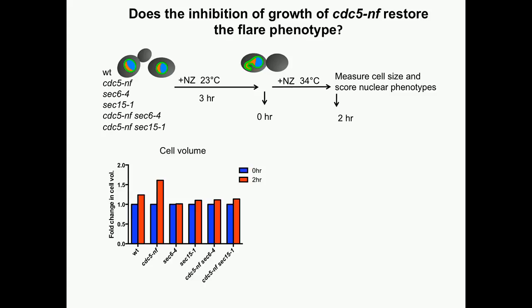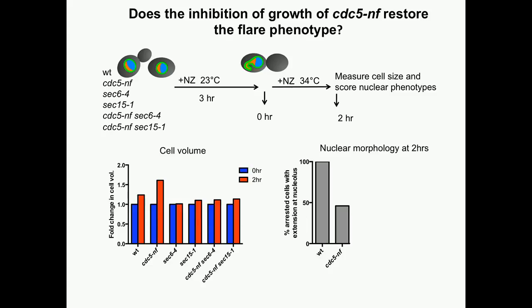This is the same cell size data where I show you that Cdc5 no-flare grows, and when we add in the SEC mutation, it doesn't. So here I'm showing you the data for nuclear morphology at just the 2-hour time point. In wild type, they maintain their flares to pretty much 100%. Cdc5 no-flare, as I mentioned before, loses flares and the nuclei become round. Around 40% maintain their flares. SEC mutants mostly have extensions of the nucleolus, and this is mostly in the form of a bilobe.